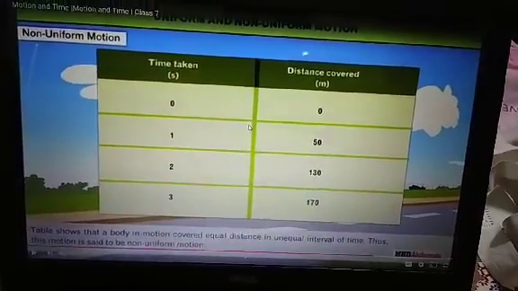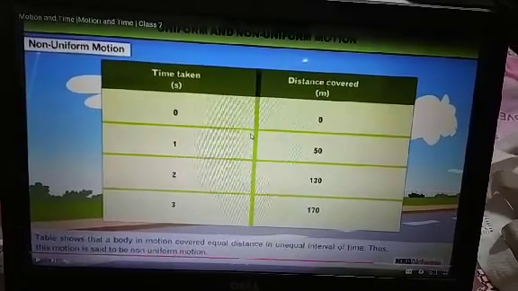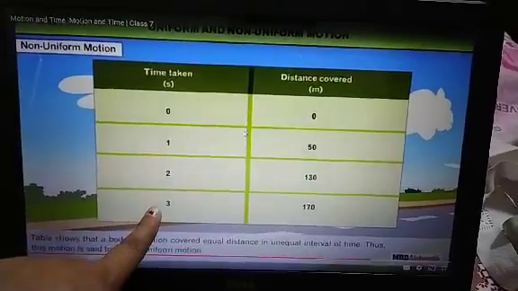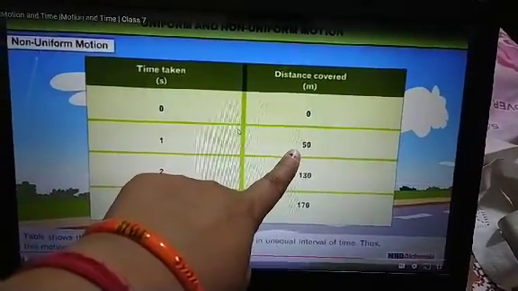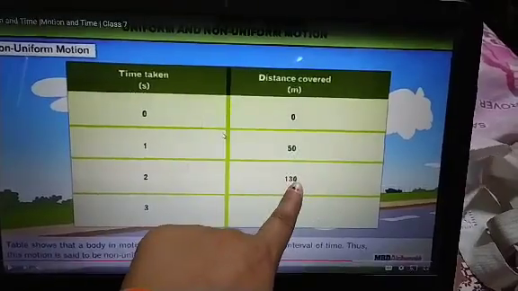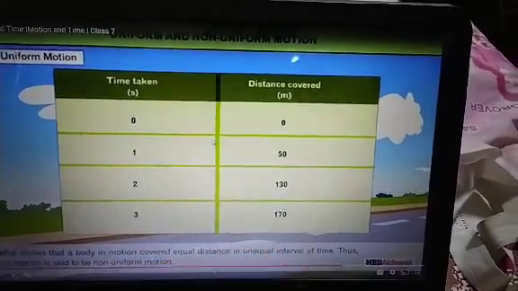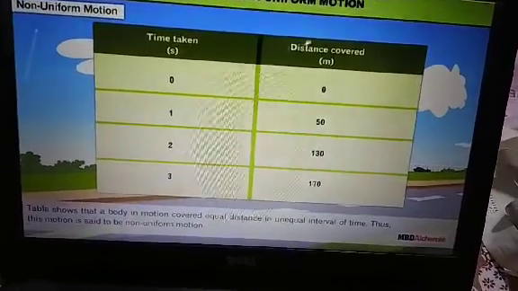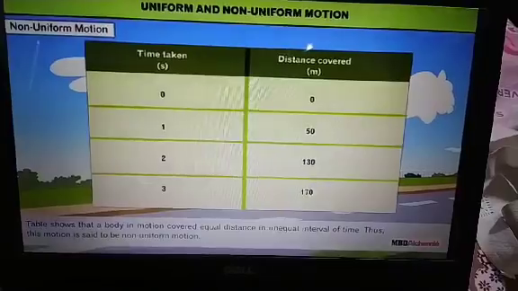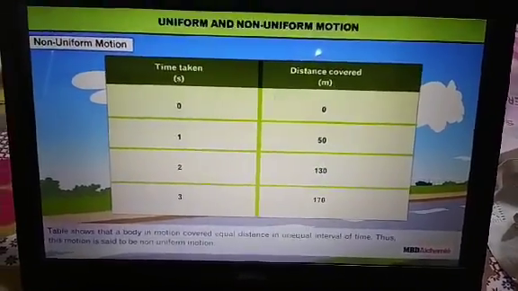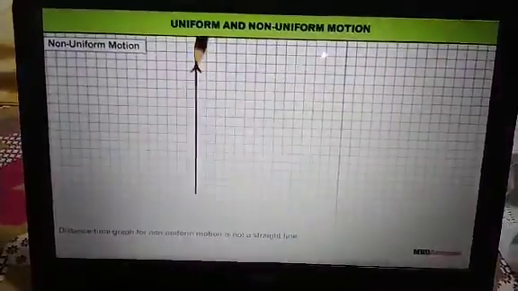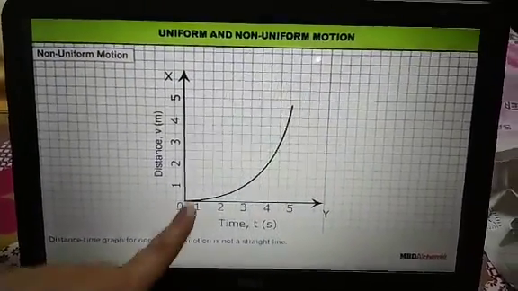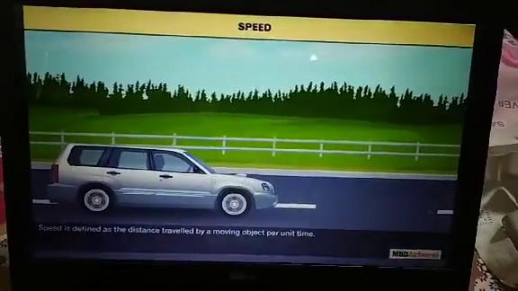So just let us know how its graph will look like. Just look at this. Time is 0, 1, 2, 3 seconds and distance is 0, 50, then 80 kilometer added up makes 130, then 50 kilometer added up makes 170. And just look at this graph. This is the graph between the time and the distance, and this is a slope. It can't be a straight line.